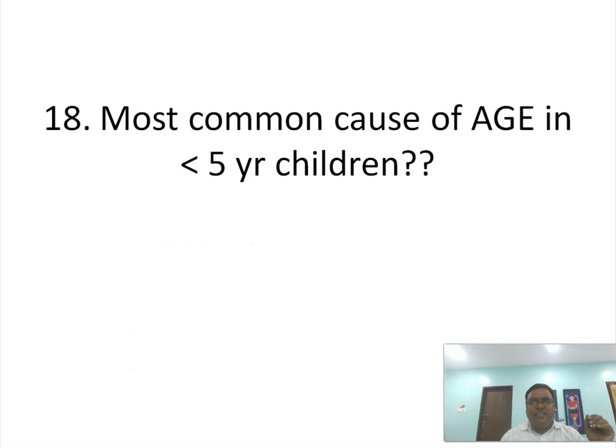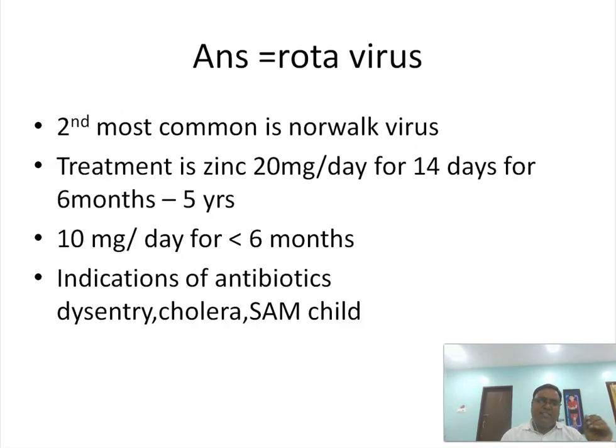Most common cause of AG, acute gastroenteritis, in children less than 5 years? The answer is rotavirus. And the question may be asked, which is the second most common cause of AG? The answer is norovirus. Treatment, we know, is ORS and zinc. Zinc is the wonder molecule. This we have to remember. The dose is 20 mg per day for 14 days for 6 months to 5 years. If the child is less than 6 months, 2 months to 6 months, the dose would be 10 mg per day.